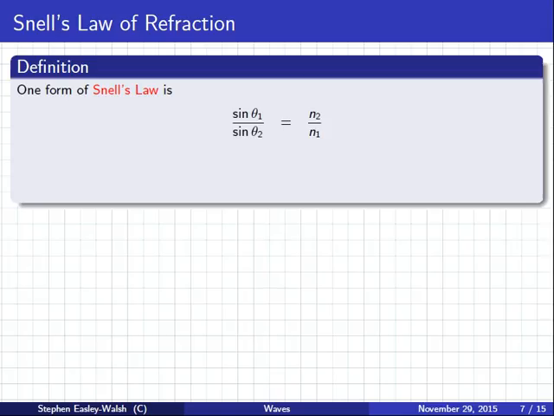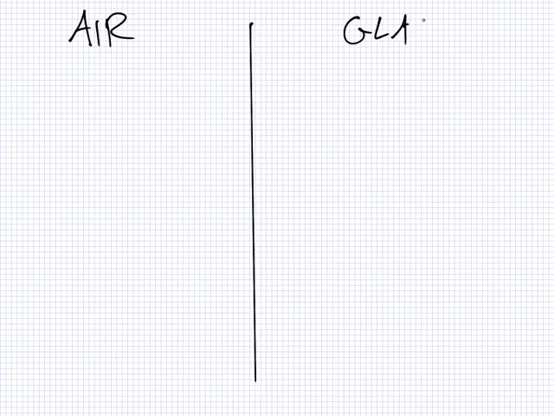Okay, let me draw this. So let's say here, it doesn't matter, let's just say this is air and this is glass. And this is the separation between them. No, I'm explaining something, so you need to listen. You can ask questions at the end of the explanation, okay?